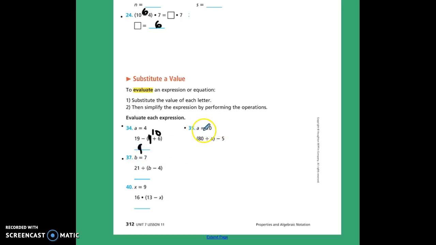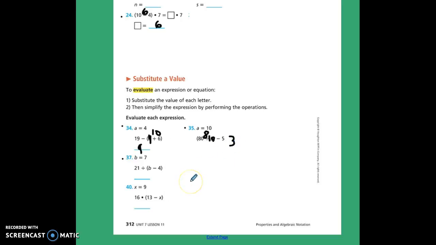It says A equals 10. So I find my A, and all I have to do is plug it in. Yay, I like these. These are nice. Plug it in. So I'm going to do my parentheses first. 80 divided by 10 is 8. And then I have to think, okay, what is 8 minus 5, which is 3.